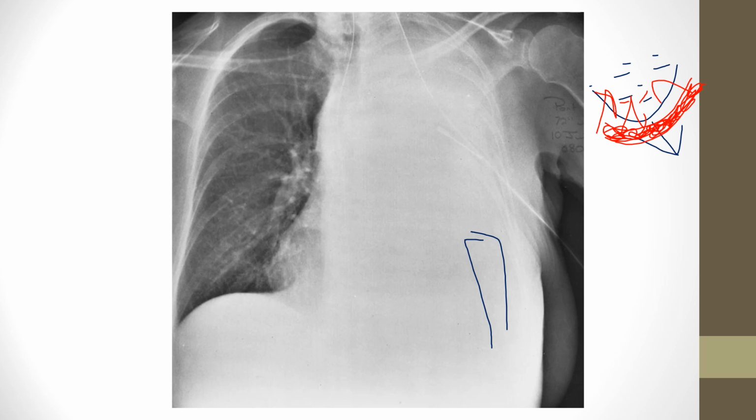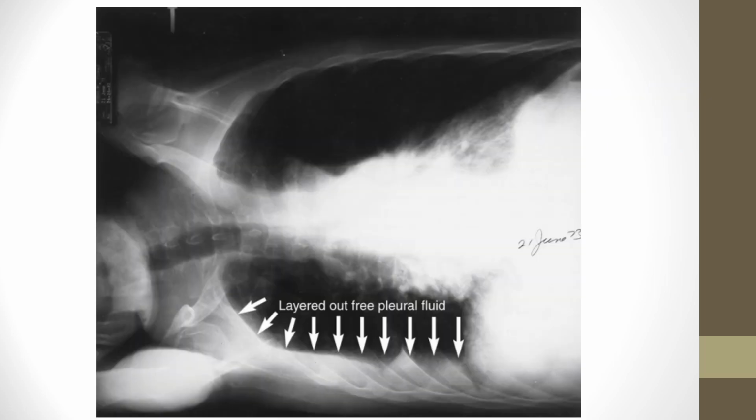So just be careful if you start to see someone go into distress after a pleural effusion, especially a massive pleural effusion, has been evacuated. That could be a sign of re-expansion pulmonary edema.